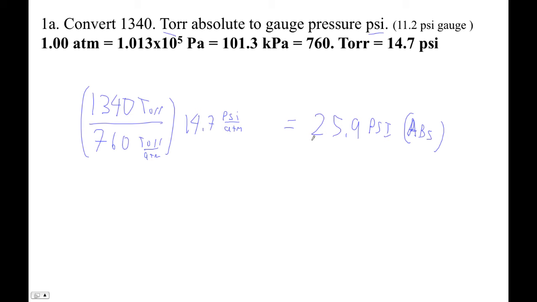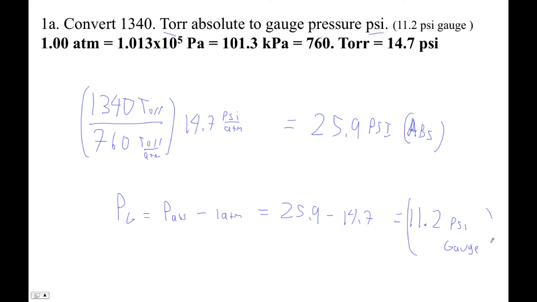But remember, gauge pressure is how much more than an atmosphere it is, right? So the gauge pressure is the absolute pressure minus an atmosphere, right? So that's going to be 25.9 minus 14.7. Let's try that. I get 11.2 PSI. And if it's gauge pressure, you better say gauge pressure, okay?